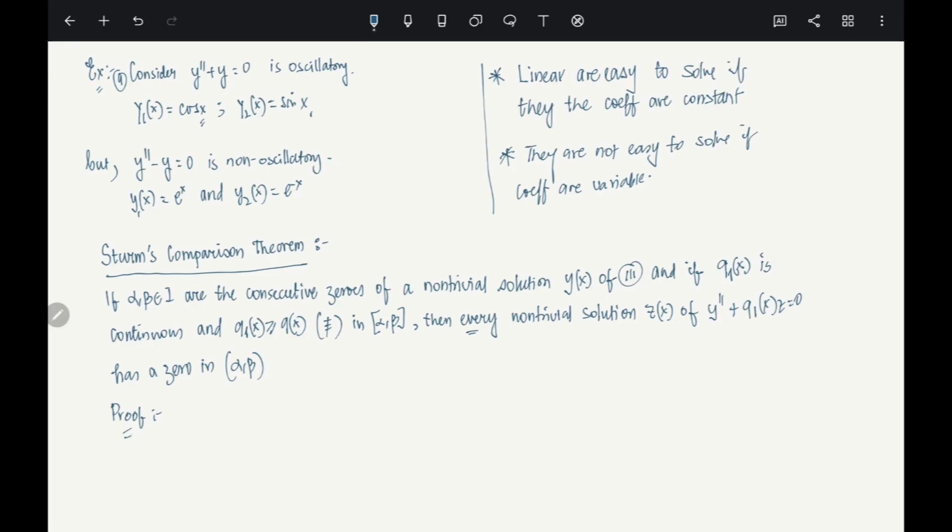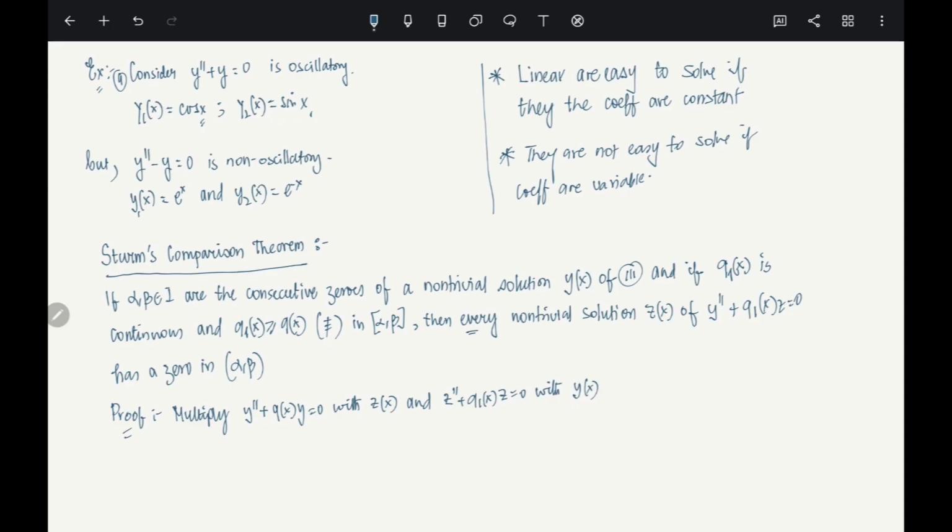The proof is not very difficult. So what you do is this. First of all, multiply y'' + q(x)y = 0, this equation, with z(x), and this equation z'' + q1(x)z = 0 with y(x).